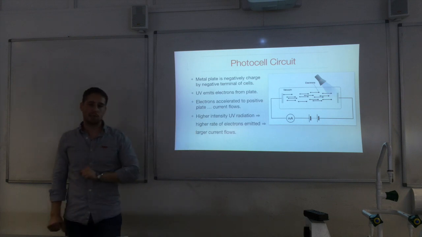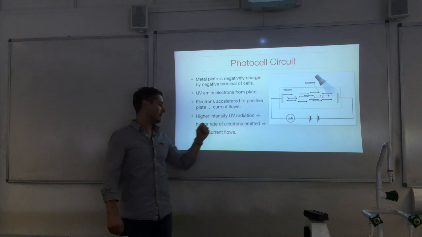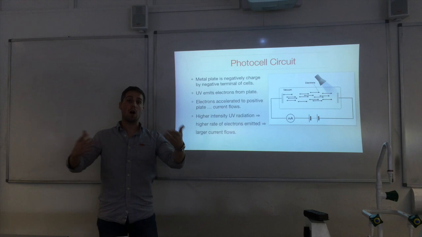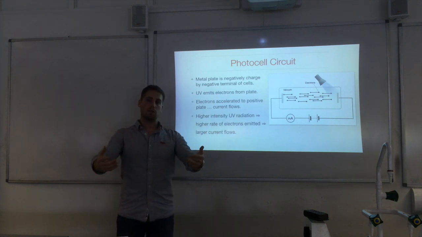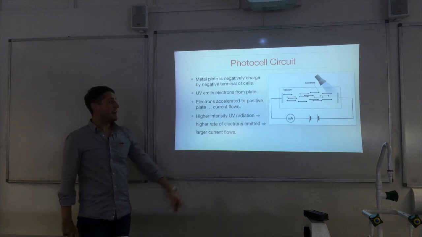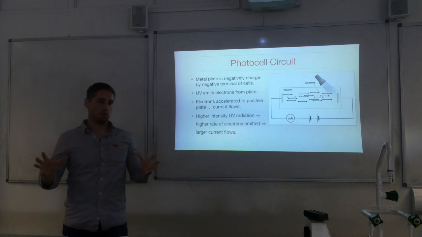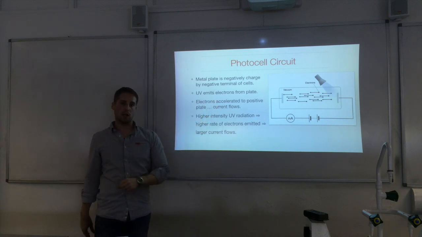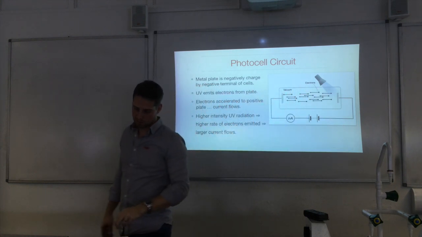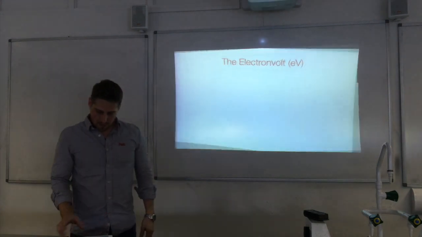If you increase the intensity of your UV radiation, then you've got a higher rate of electrons being emitted, and that means you'll get a larger current flow. Because for the reason I said before, higher intensity means more photons arriving that can release electrons, so you've got more electrons flowing. And it needs to take place in a vacuum because you don't want air molecules obstructing the flow of your electrons between the plates. And that's the photocell circuit.